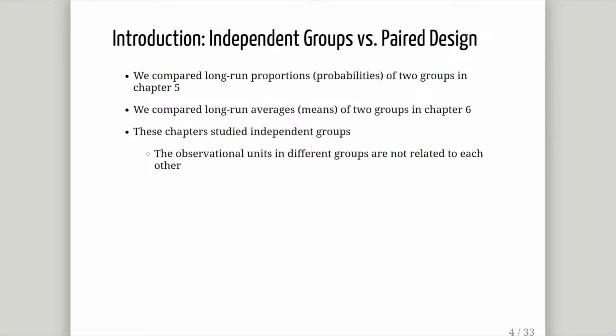When I say independent groups, I mean that the observational units in group 1 will not be related to the observational units in group 2. They are independent of each other. They don't affect each other in ways that we cannot observe or record. Here are a few of my favorite examples.